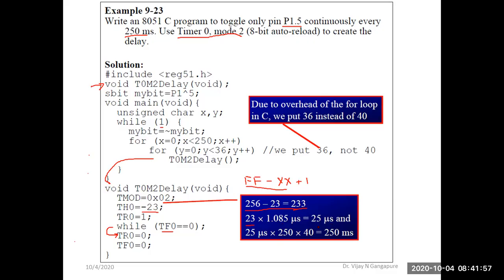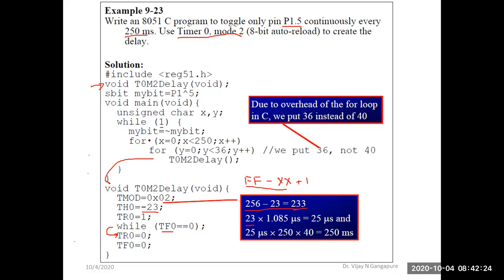Okay, now if one function call to this T0M2 generates 25 microseconds, to generate 250 milliseconds, we multiply 25 microseconds by 250 and by 40. That will become 250 milliseconds, which means this 25 microsecond function we have to call 250 multiplied by 40 times.